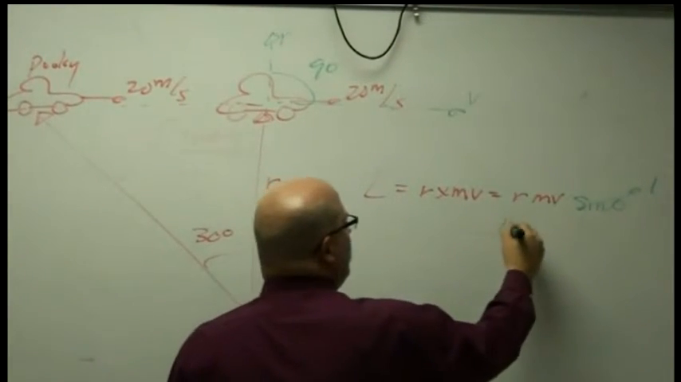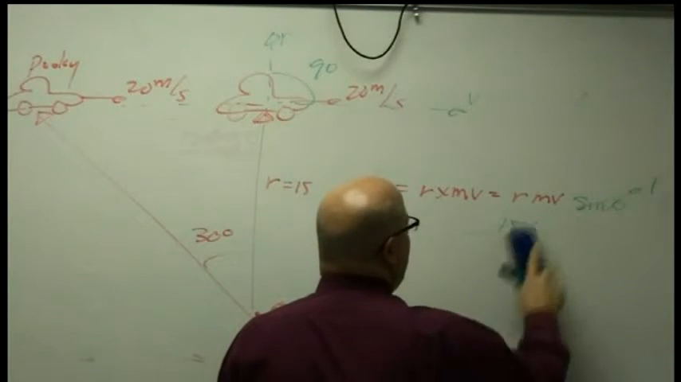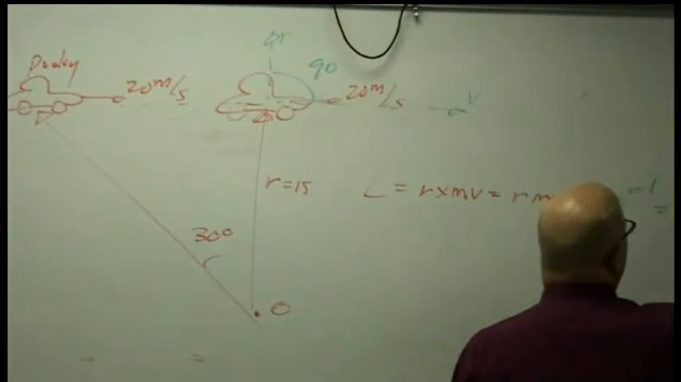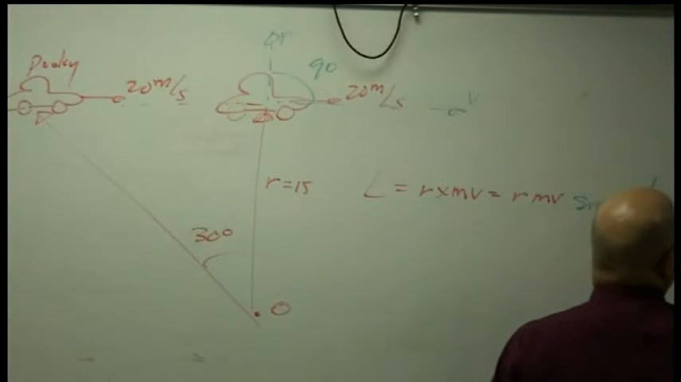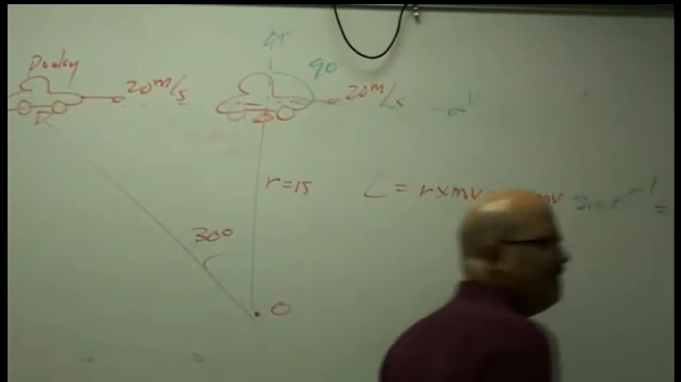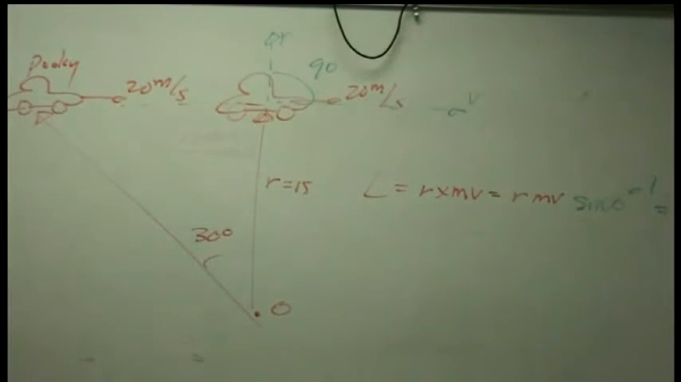So the radius is 15, the mass is the same, everything's the same. So Pookie has an angular momentum of 0.3 mega kilogram meters squared per second. Same as before, even if he's going straight. At this point, Pookie is also going straight. At every point, he's going straight. Vectors are always straight, so it's not changing. At any instant in time, Pookie has this angular momentum.